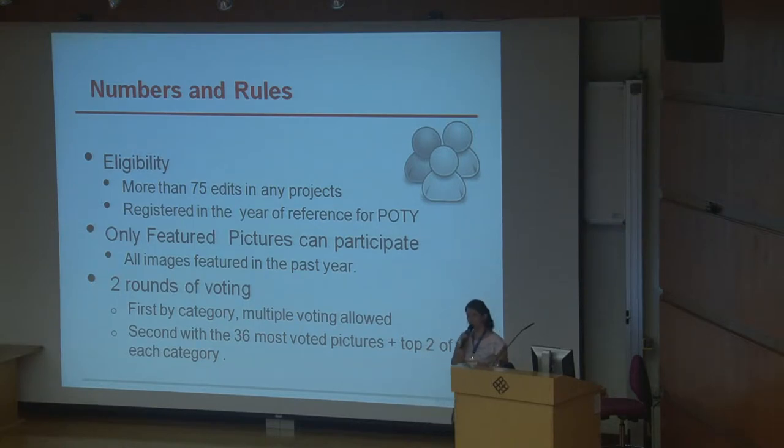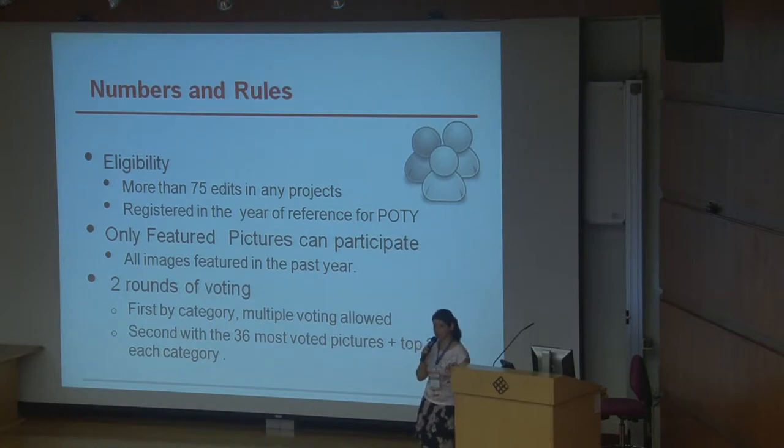Only featured pictures on Wikimedia Commons can participate. That doesn't include German, English, French, and any other Wikimedias that have featured picture systems. Only the ones from Commons can participate, and all of them can participate. It doesn't matter if it's a combination of 20 pictures and you nominate all 20 pictures. That means the 20 pictures are going to be participating in picture of the year.